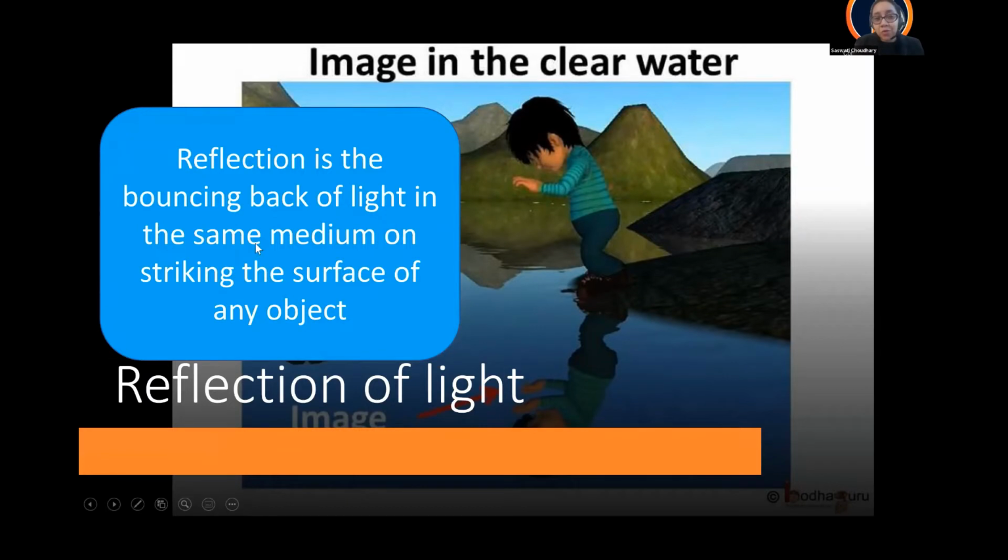The important words that you will take away from this definition are "the same medium", because once the light changes its medium, you know that the bending of light happens. We don't call it reflection. We'll cover it in our next session. But for now, you should understand that reflection is the bouncing back of the light in the same medium on striking the surface of any object.